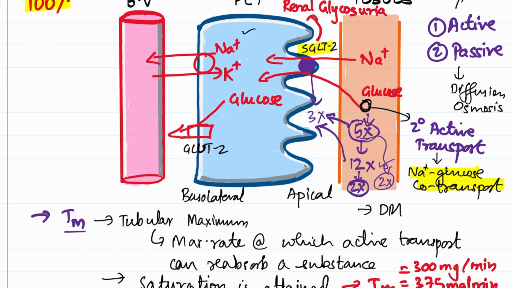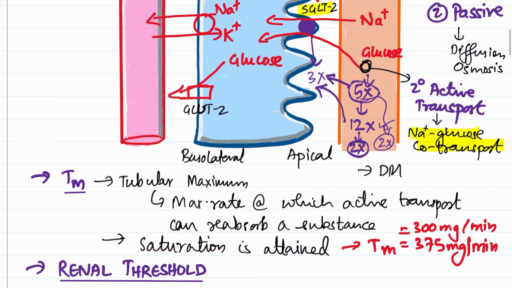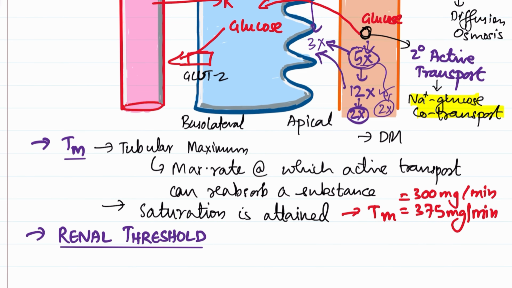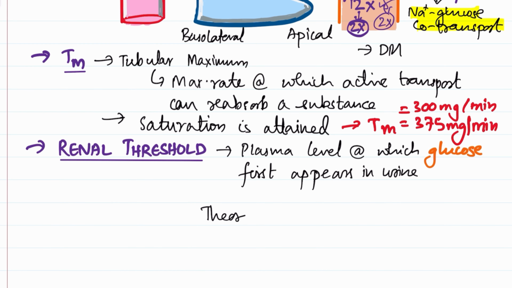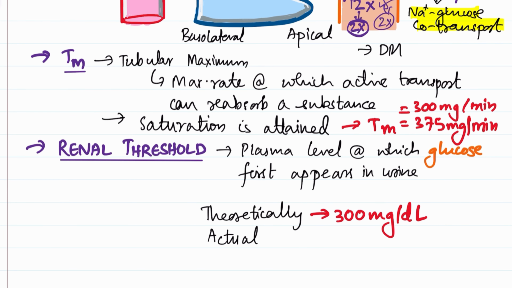Now we need to know the value at which glucose is found in an individual with normal blood glucose, and that value is what we call the renal threshold. Renal threshold is defined as the plasma level at which glucose first appears in urine. Theoretically, the value of renal threshold is said to be 300 milligram per deciliter. What it means is that only once the plasma glucose level crosses that limit will we find glucose in the urine. Otherwise glucose is absent in urine up to 300 milligram.